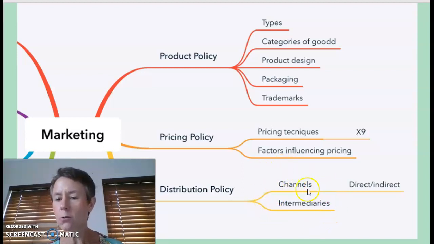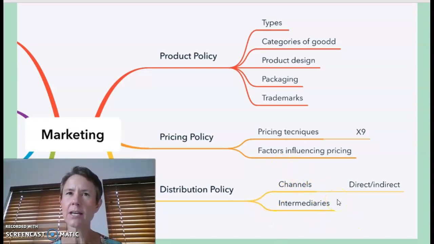And involved in all of these different intermediaries, we're also going to look at the role that the wholesaler plays in getting the product to the consumer.